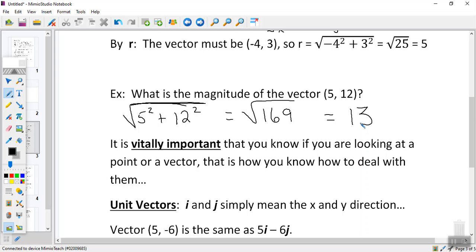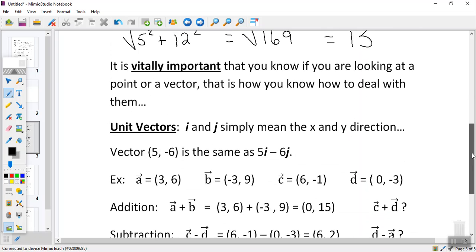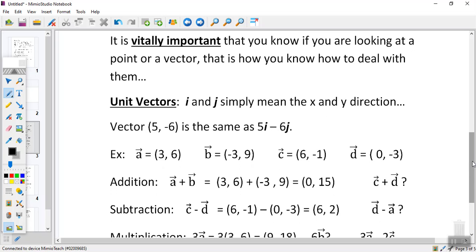That's what kind of important? Vitally. That you know if you are looking at a point or a vector. That is how you know how to deal with them. Unit vectors, my friend, are listed in terms of i and the second best letter in the alphabet, j. And that simply means that they are like x and y directions. i is typically going to be a movement in the horizontal component. j is going to represent some kind of a vertical component.